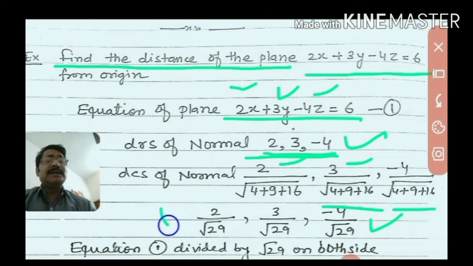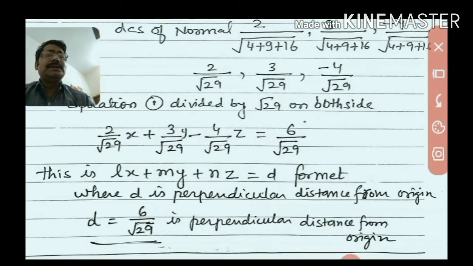Look here, these are the direction cosines. In place of 2, 3 and minus 4, we want 2 upon root 29, 3 upon root 29 and minus 4 upon root 29. For that, we have to divide this equation 1 by root 29. What do we get? 2 upon root 29 x plus 3 y upon root 29 minus 4 upon root 29 z equal to 6 upon root 29.